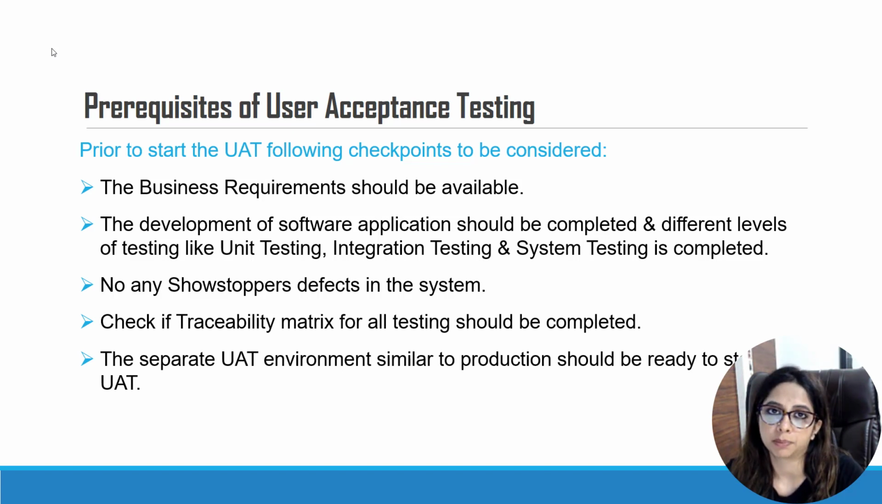We must have a separate UAT environment for testing. Very important, we must have a separate environment, because we should not be doing this testing on the QA environment or dev environment, or of course not on the production, because we have not yet released to the production. So we will be doing it on a separate UAT environment. I'll explain what this means quickly on a diagram.